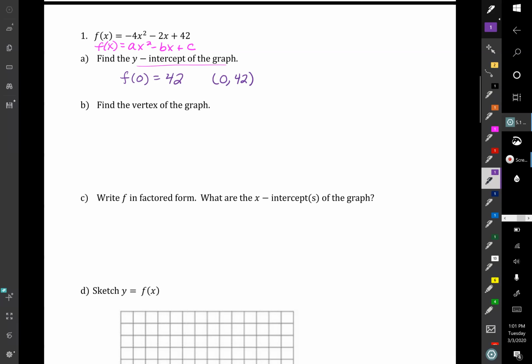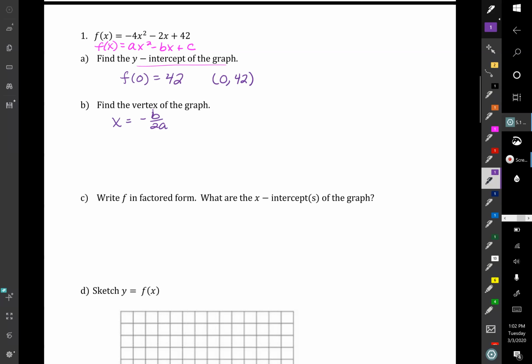Find the vertex of the graph. Because it is in general form, it's pretty easy to just use the axis of symmetry, probably the most simplified method. So the x part would be minus b over 2a, and we proved that out in the notes page in the notes video.